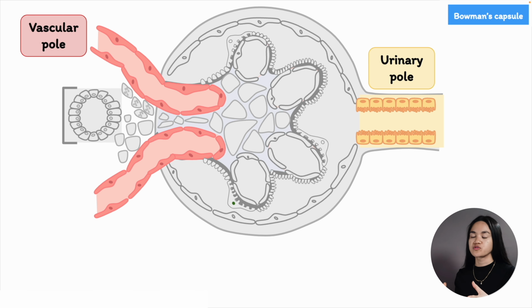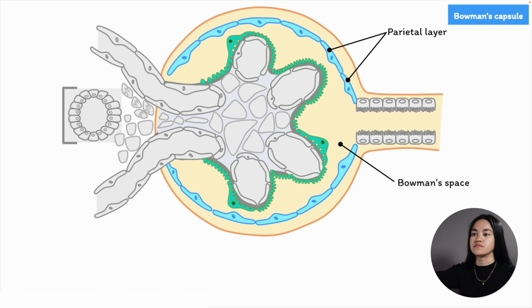So Bowman's capsule is made up of the parietal layer, the blue cells here, and the visceral layer, which are the podocytes. The podocytes line the outer surface of the glomerulus and make up the inner layer of Bowman's capsule, this nice green layer here. This is the outermost portion of the filtration barrier, which covers the basement membrane and glomerular capillaries.